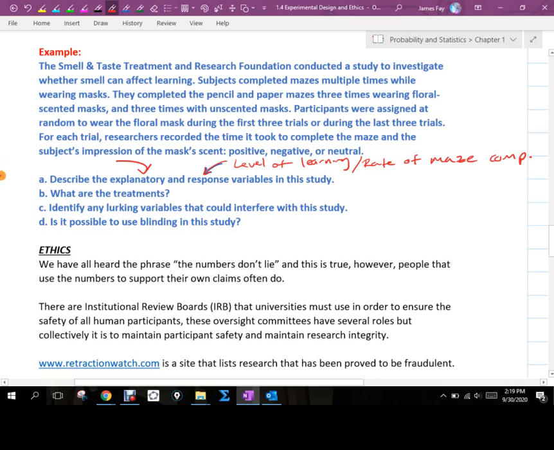Yeah, the mask that they were. Okay. So the scented mask would be the explanatory. Okay. Is that okay there? Does that make sense to everyone?